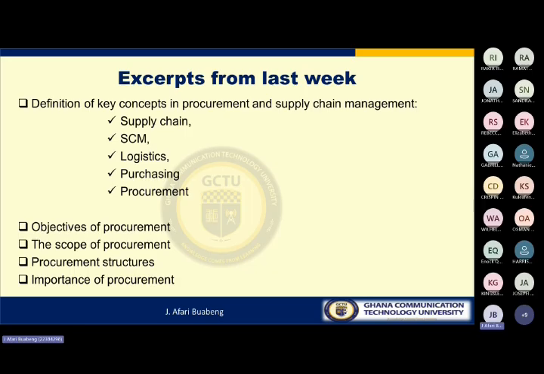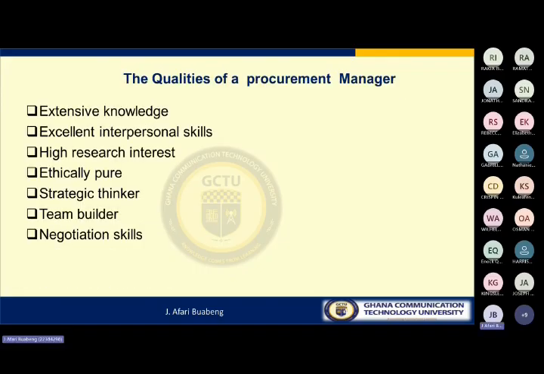And then we also looked at the importance of procurement. And then we mentioned some of the importance. And then I think we also looked at the qualities of a procurement manager. Did we? I said that some organizations call whoever is superintending over procurement activities director of procurement. It could be procurement officer, it could be head of procurement. Forget about the nomenclature.